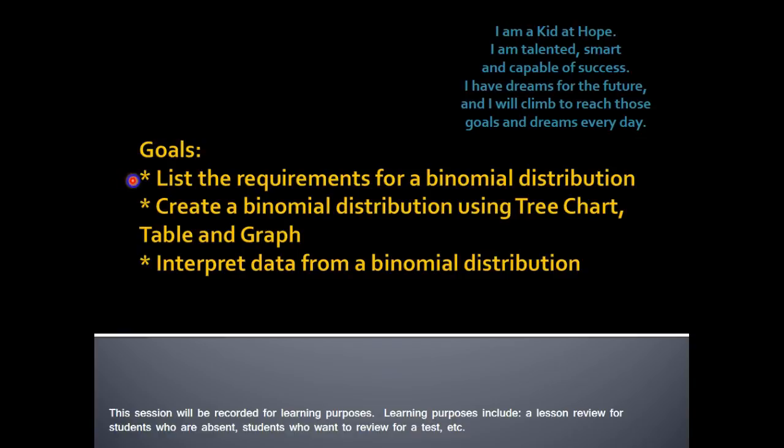Okay, we're going to list the requirements for a binomial distribution. That's the first thing we're going to do. One of the things we're going to practice is, does this have everything it needs to be a binomial distribution? Then we're going to create a binomial distribution using a tree chart, and then we'll represent what we find in a table or graph. And then we'll interpret data from a binomial distribution.